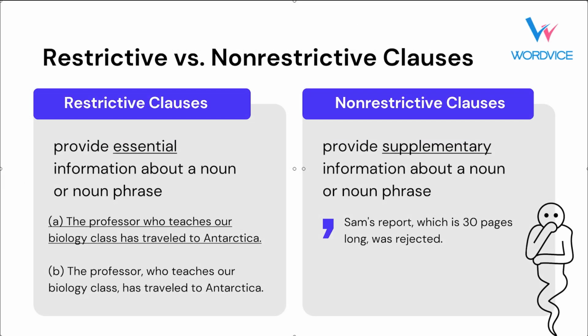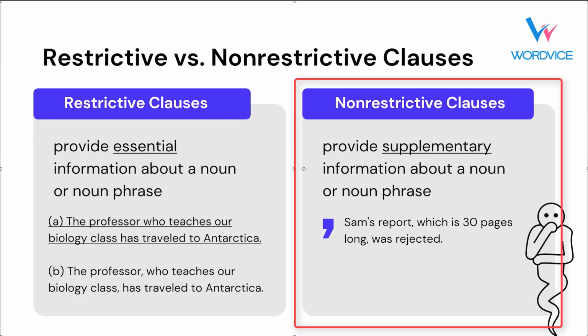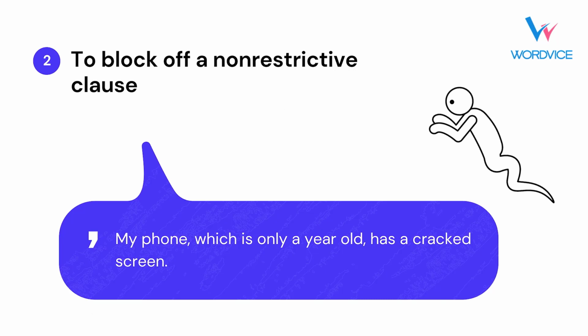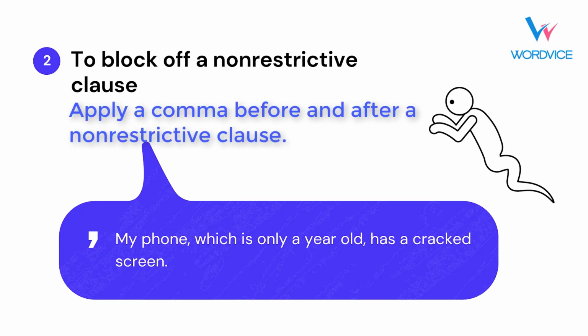On the other hand, non-restrictive clauses provide supplementary or non-essential information about a noun or noun phrase. Non-restrictive clauses should be set off by commas. The information between the commas is not necessary for us to understand the relationship between the subject and predicate. To use a comma to block off a non-restrictive clause, apply a comma before and after a non-restrictive clause.